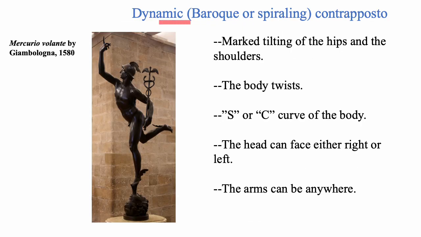In dynamic Baroque or spiraling contrapposto, there's marked tilting of the hips and the shoulders, and the body twists, and forms an S or a C curve. But like the classic contrapposto, the head can face either right or left, and the arms can be anywhere.